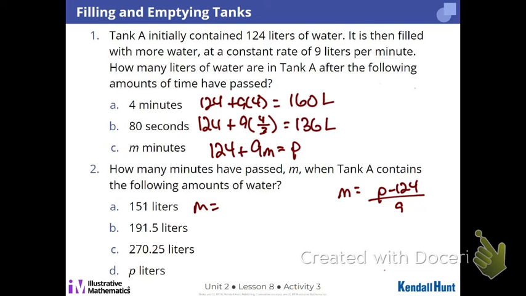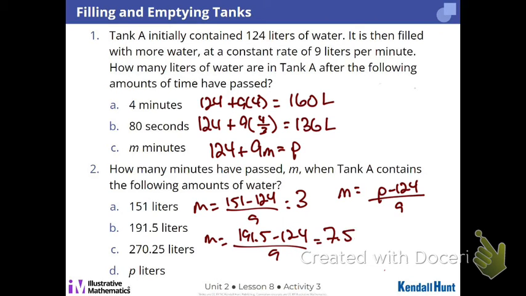The number of minutes for 151 is how many minutes? 3 minutes? Okay, the number of minutes for 191. Yep, 7.5. Okay. And for 270, 16.25. 16 though, not 60, right?